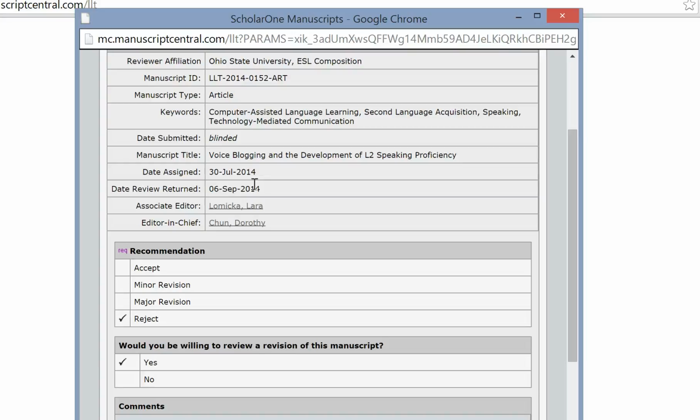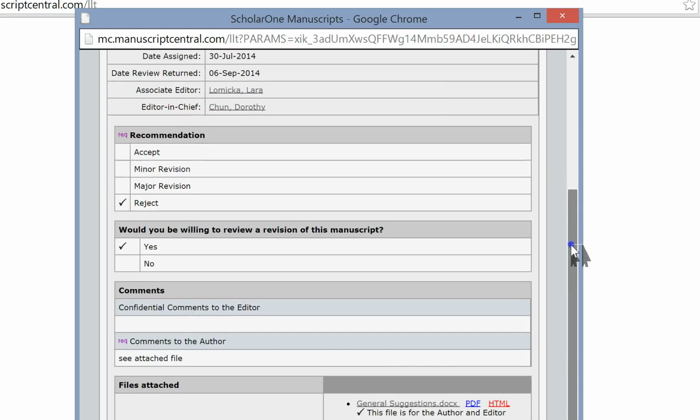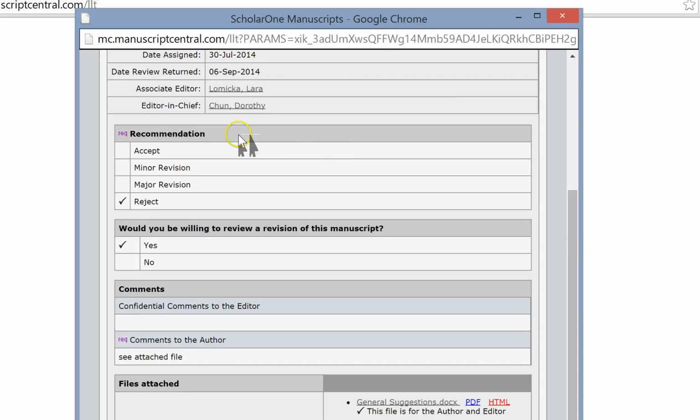I mean, either you do it or you don't. So they had given me till the end of August to get it done. I had missed that deadline and I got it done a couple weeks late. This journal doesn't ask too many questions. Some journals actually have a whole form to fill out. This journal just asks you accept, major revision, minor revision, reject, and whether you want to be a reviewer again.